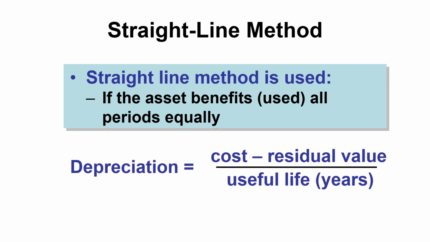To calculate depreciation, we need the cost minus residual value divided by useful life. This is the straight line method formula, and we will use that to calculate depreciation. So let's look at a few examples.